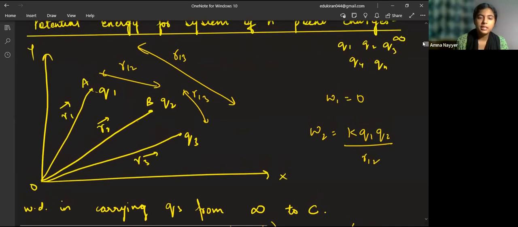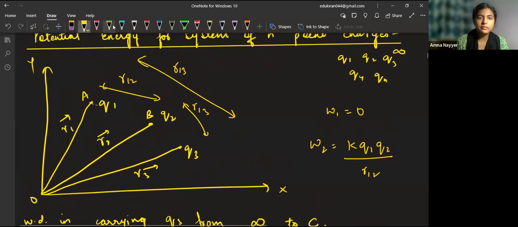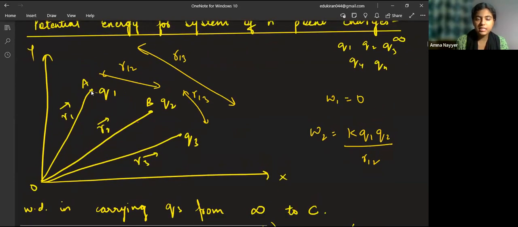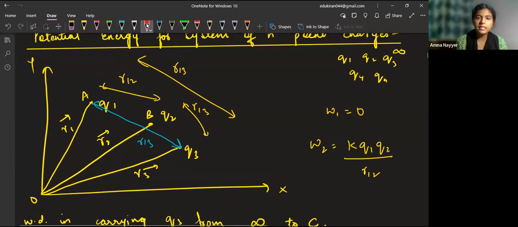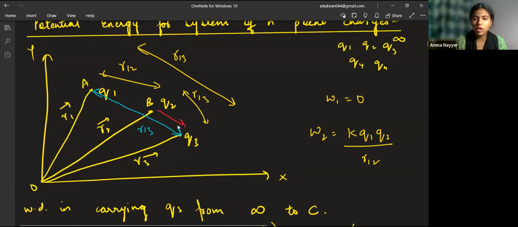Look here. This is the first charge. This is Q3. Their separation is R13. What will be the potential due to Q1 on Q3? K Q1 divided by R13, right? The same thing for Q2 on this Q3: the separation between charge Q2 and Q3 is R23, not R13. So that will be K Q2 divided by R23.